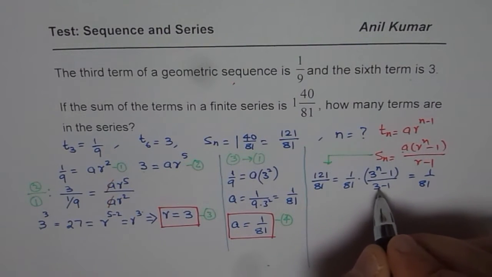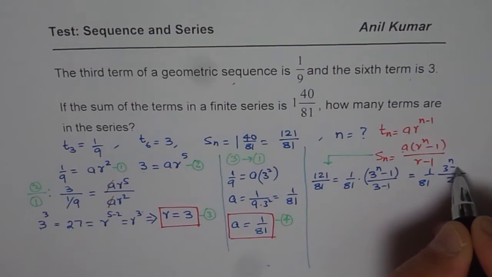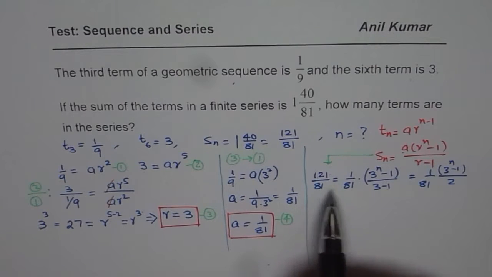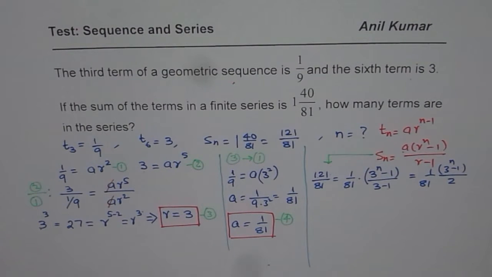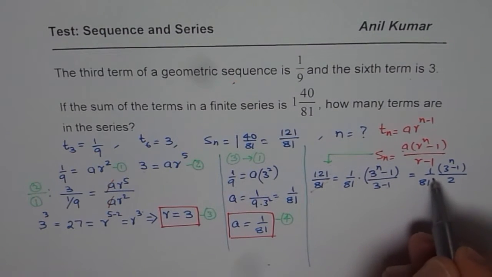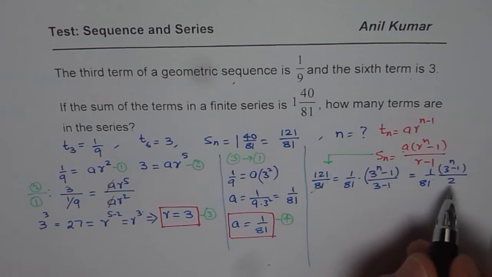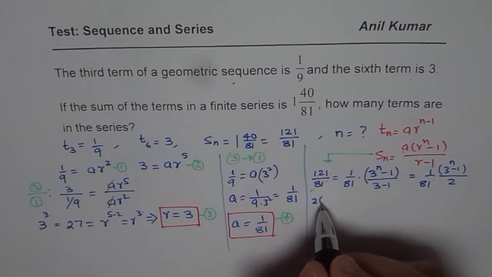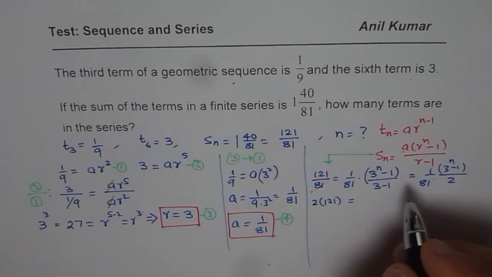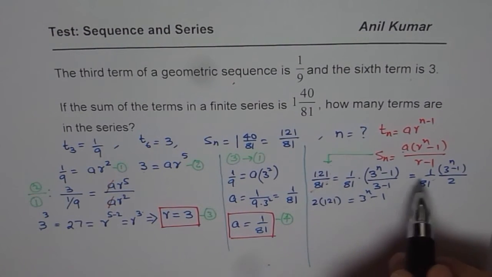1 over 81, 3 minus 1 is 2. So we'll write here 2. And here we have 3 to the power of n minus 1. Is that okay? Now we have 121 divided by 81 equals 1 over 81 times all this. So from here we can actually cross multiply. 81 cancels, as you can see. So what we get here is that 2 times 121, when you cross multiply, equals 3 to the power of n minus 1. Is that okay? We are just solving for this equation.